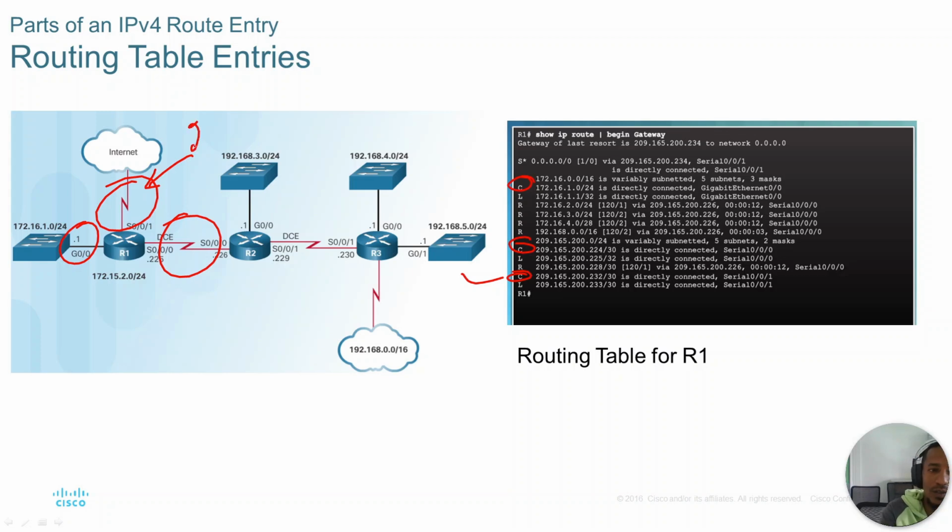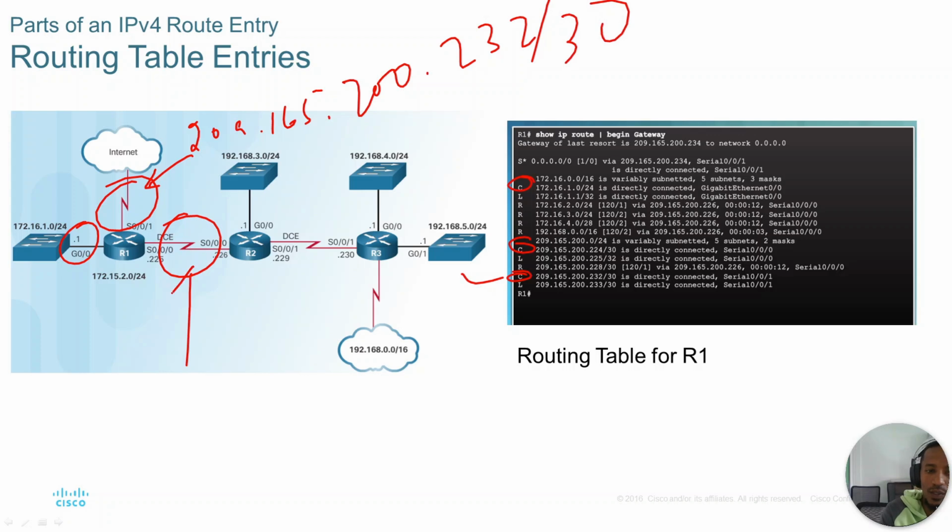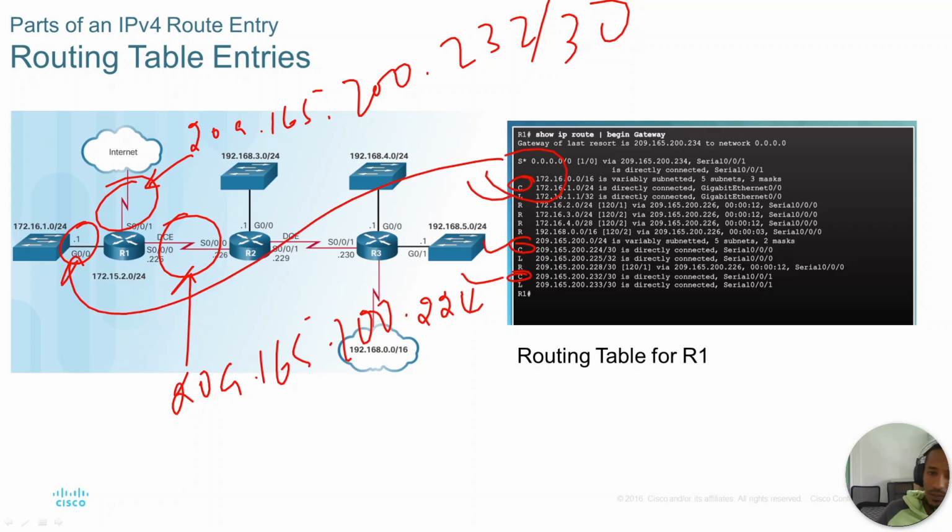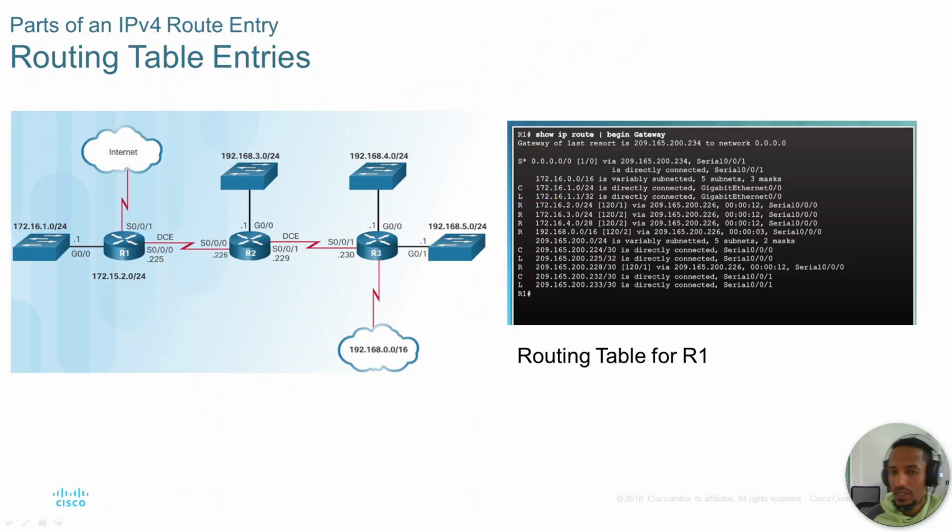The 209.165.200.232/30. So what about this one? This one is another one. That's this one, that is serial 0/0/0. That is 209.165.200.224. Anyway, and also this one. This one is the first one. So whenever you have C, C means directly connected.